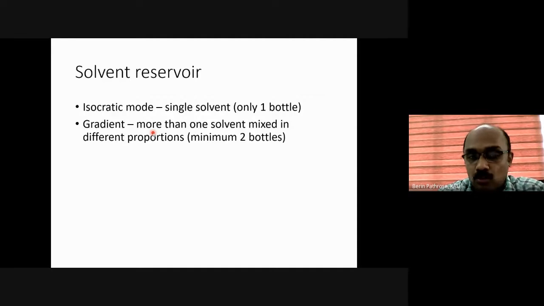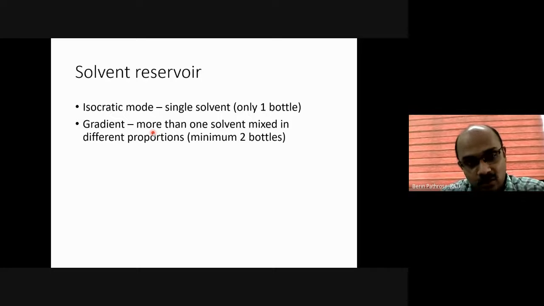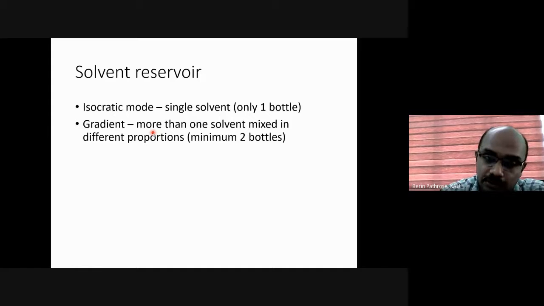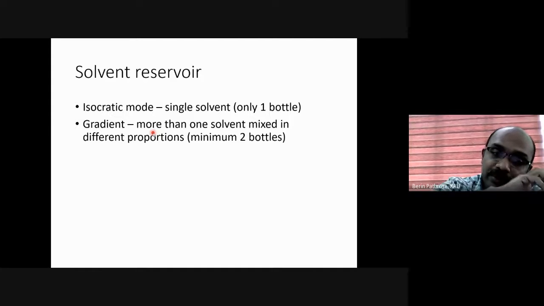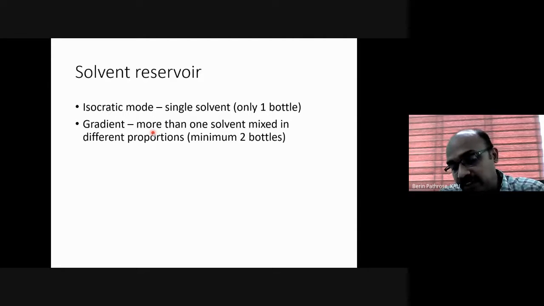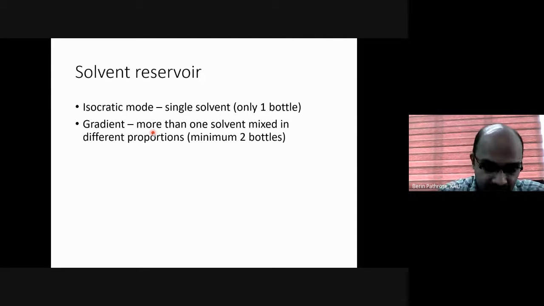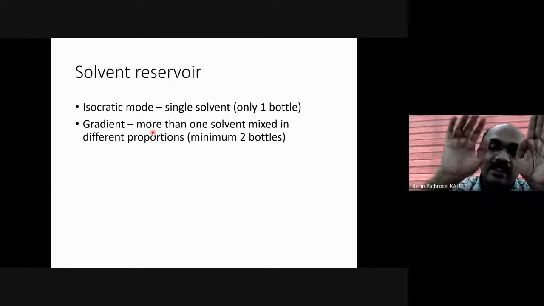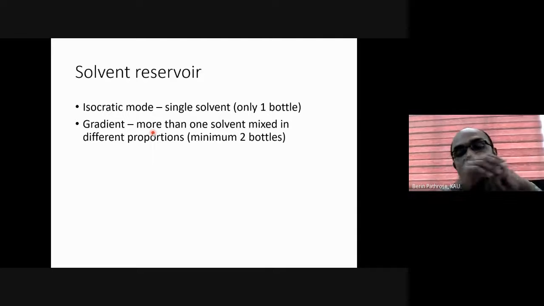So here in gradient mode, what we normally do is, just like the temperature we adjust in the case of a gas chromatograph, the proportion of solvents that is pumped into the column can also be varied in a gradient HPLC. I will explain it. Say we have one bottle containing solvent A and another bottle containing solvent B.